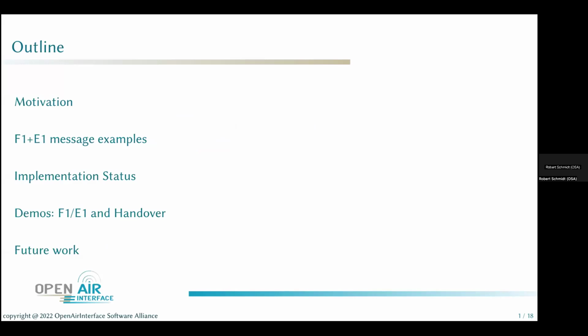so what they do and what is in there and what are the messages and so on, to get some basic understanding. Then I will, not in too much detail, talk a little bit about the implementation status, so how this works in OAI, how this is implemented. Then towards the end, there will be two small demos. The first one will be to just show how F1 and E1 work, also with multiple DUs and CUUPs. And the second demo will be handover.